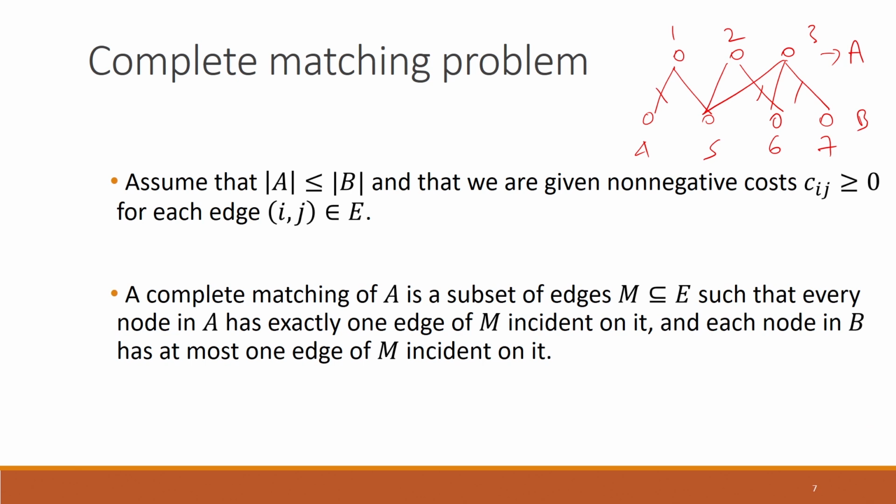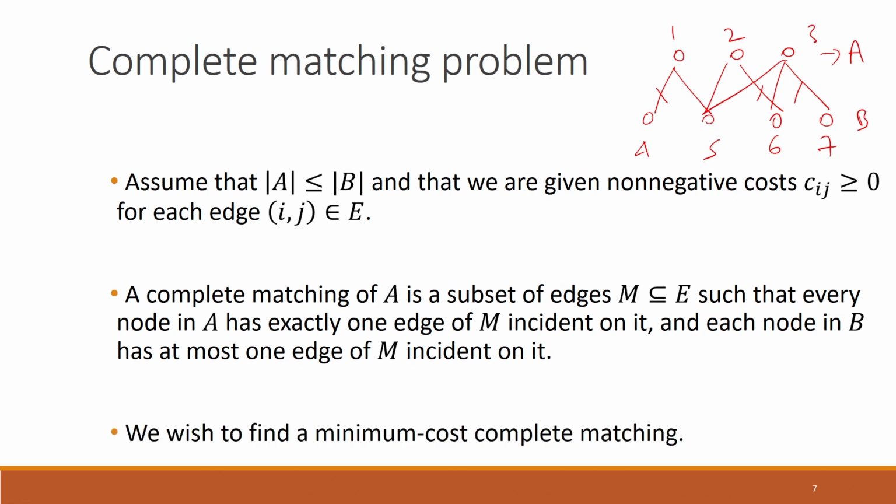There can be several such complete matchings. The target here is that out of all the possible complete matchings, we want to find the complete matching that has the minimum cost. Minimum cost means that the sum of the costs of the selected edges, that is the cost of edge 1 4 plus the cost of edge 2 6 plus the cost of edge 3 7, should be minimum. So, we want to select the complete matching that has the minimum cost among all possible complete matchings.